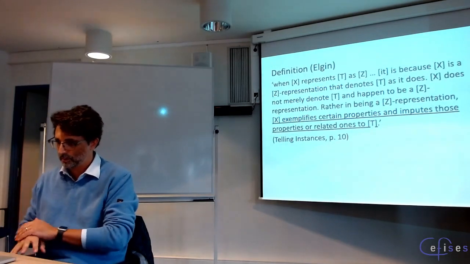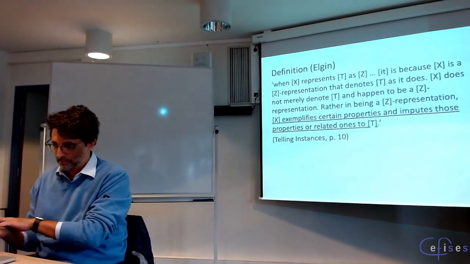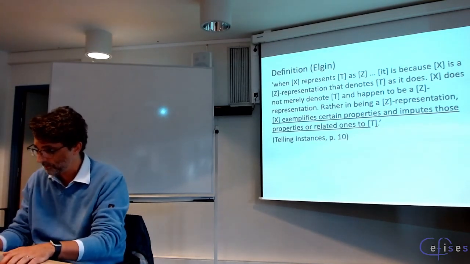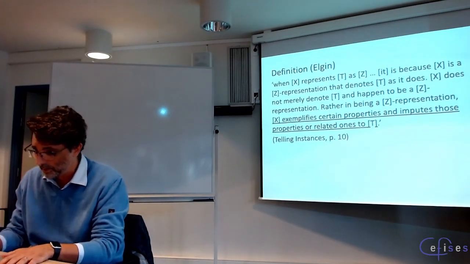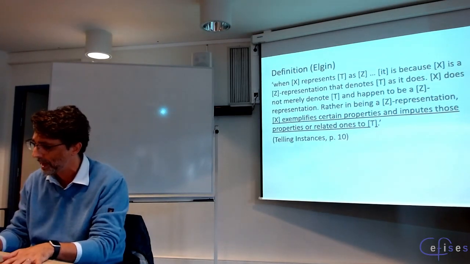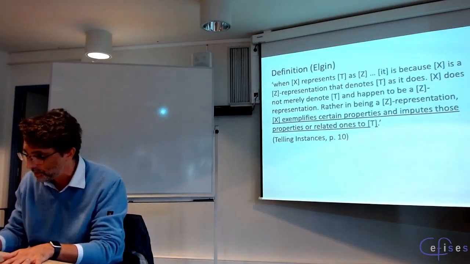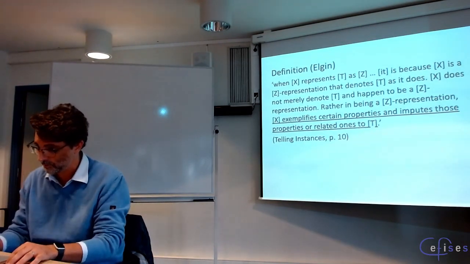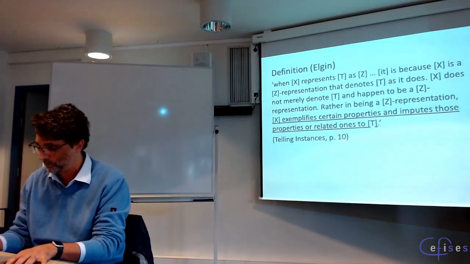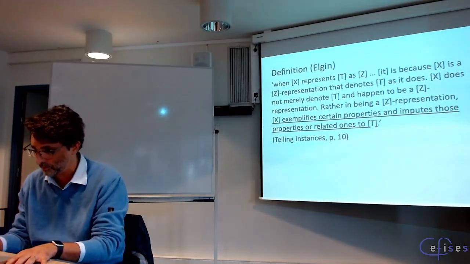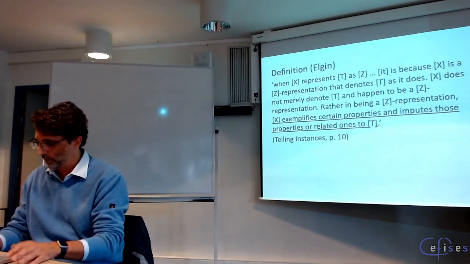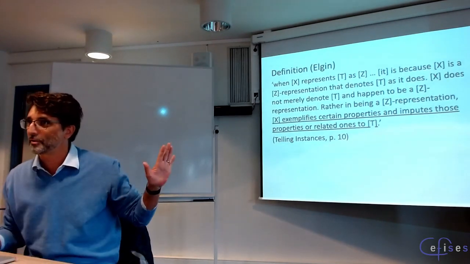Now here is what Catherine Elgin says about representation. He says when X represents T as Z, this is because X is a Z representation that denotes T as it does. X does not merely denote T and happen to be a Z representation. Rather, in being a Z representation, X exemplifies certain properties and imputes those properties to, or related ones to, T. Now, I don't expect you to digest this immediately. I will spend the next 15 minutes disentangling that.